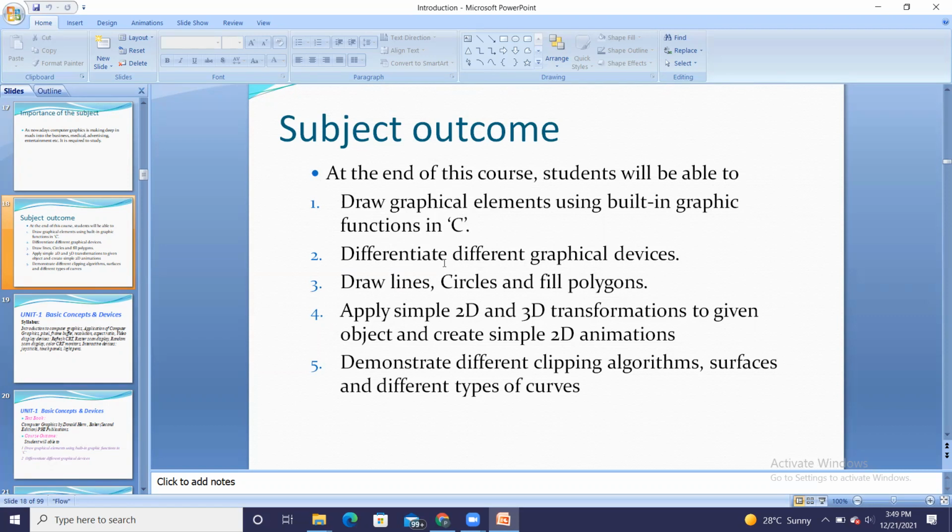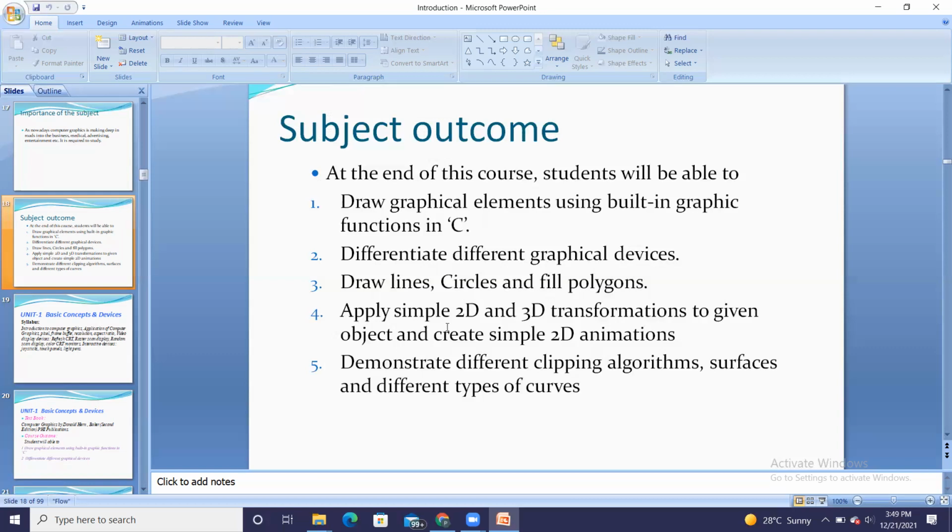Second is to differentiate different graphical devices. We are able to differentiate between the 2 input devices or 2 output devices. What are the similarities? What are the differences? What is the functionality? All these things we are going to learn. Then third is we are able to draw the lines, circles, and we are able to fill the color in the polygons. So that is your third outcome.